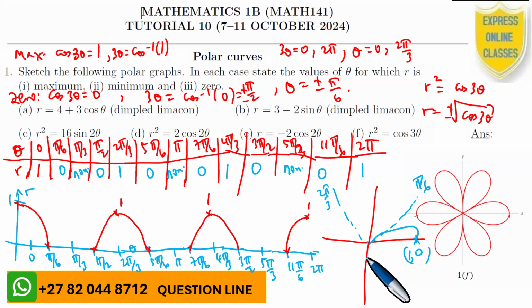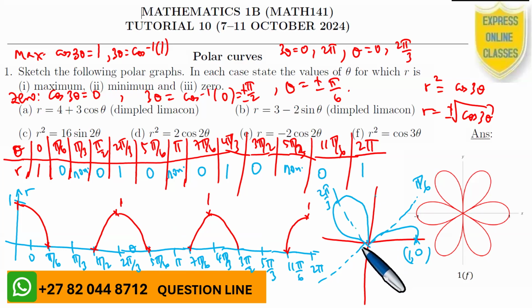Two pi over 3 at pi over 2 is going to be 0. From pi over 2, it's going to increase to 1 at 2 pi over 3. And then from 2 pi over 3 to 5 pi over 6, it is going to decrease again to 0. At 7 pi over 6, which is this one, it is 0.